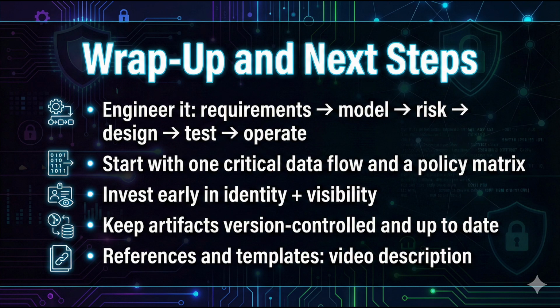If you're new to this, start small. Pick one critical application, draw its data flow diagram, and build a zone-to-zone policy matrix. That one exercise will reveal surprising trust assumptions. Next, invest in 2 things early: identity and visibility. Strong authentication plus good telemetry will improve almost every other control you add later.